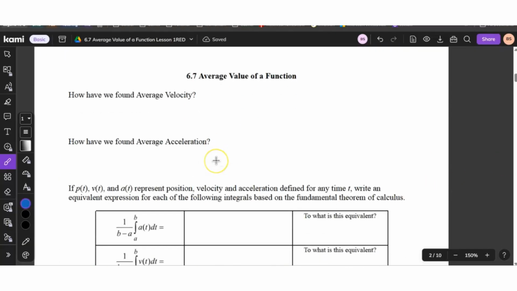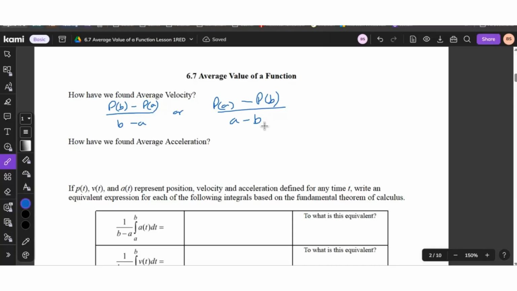All right, so how have we found the average velocity so far? Well, we found the position at B minus the position at A over B minus A, or technically position of A minus position at B over A minus B, right? They're both true. Doesn't matter. Usually we do the first one, but technically they're both true. It's kind of like that, but it's not the full thing.